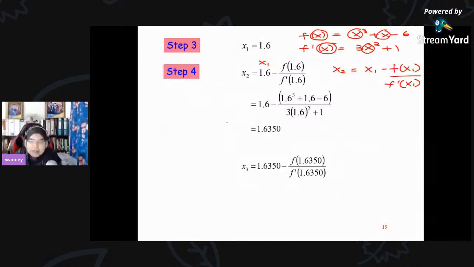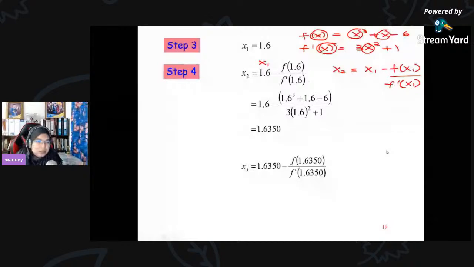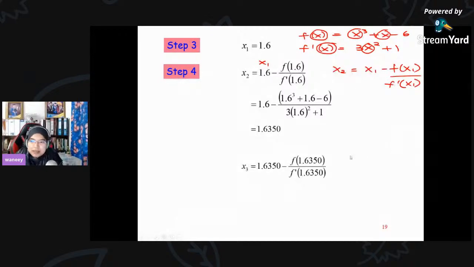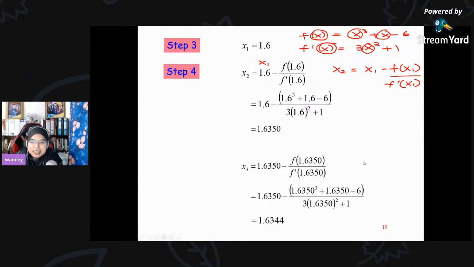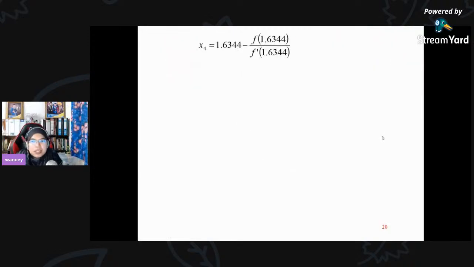Okay, let us continue everyone. So what is the next answer for the third? Okay, so we have 1.6344. Okay, continue. 1.6344 minus f(1.6344) over f prime of 1.6344.